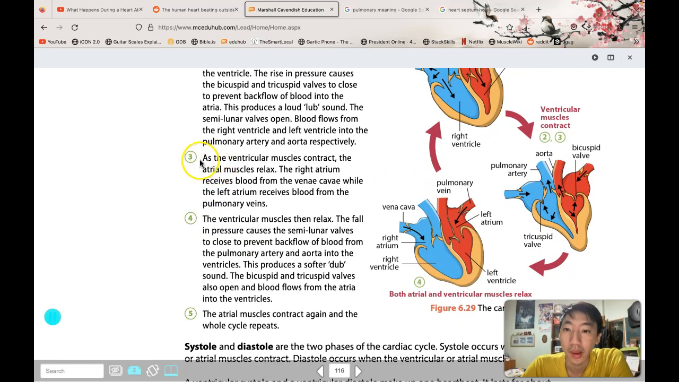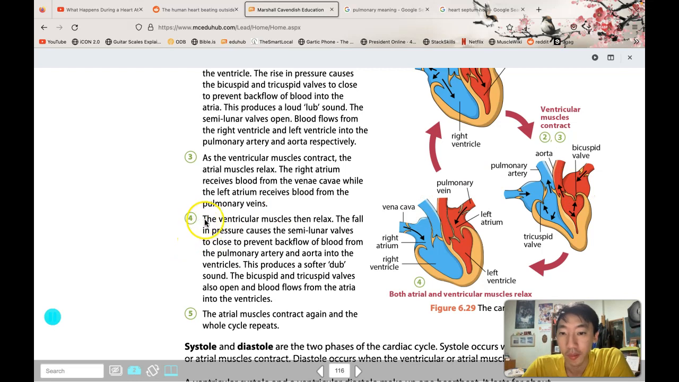Step 3, as the ventricular muscles contract, the atrial muscles relax. The right atrium receives blood from the vena cavae, while the left atrium receives blood from the pulmonary veins. Okay, that's what we see over here. Right, the blood's coming here, the blood's coming here.